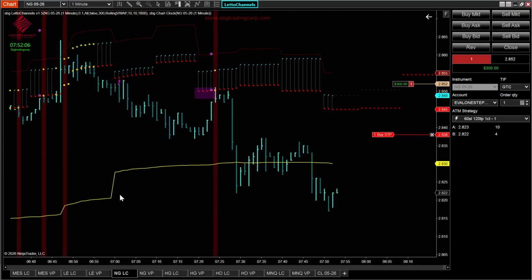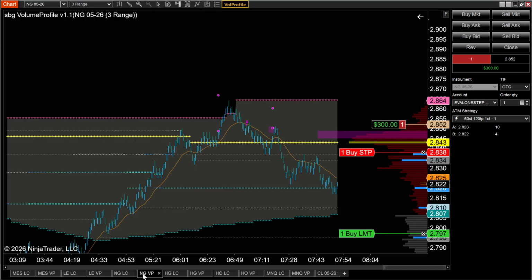Let's make that a little bit bigger. So there we can see the entry. Now, why did I enter there and why am I holding down to an exit further down? Let's take a look at my entry chart.